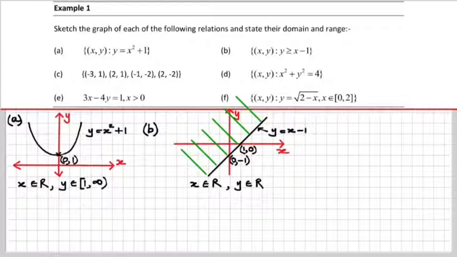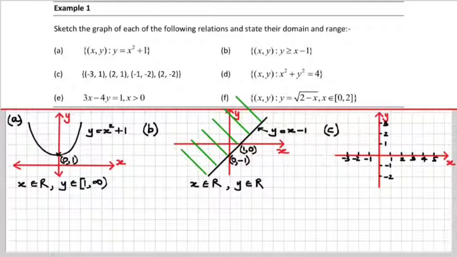We're cooking along very well. Let's have a look at number C. Now, number C is a bit of an oddball. It's one of those strange relations with just a few discrete coordinate points in it. All right, let's do it. There's our Cartesian plane. So here comes the first one, that's minus 3 and 1. Here's the next one, that's 2 and 1. And the third one is minus 1 and minus 2. And the fourth one is 2 and minus 2.